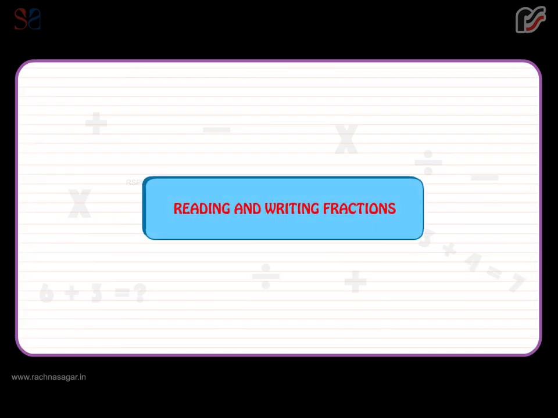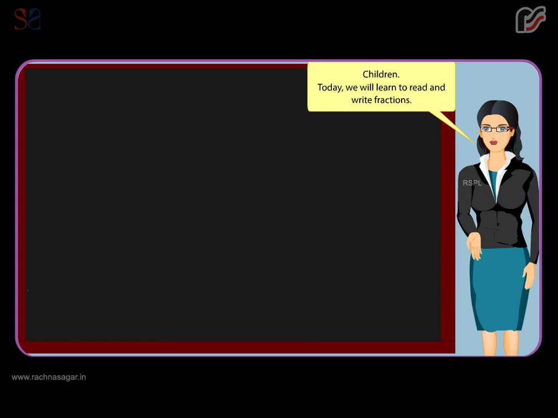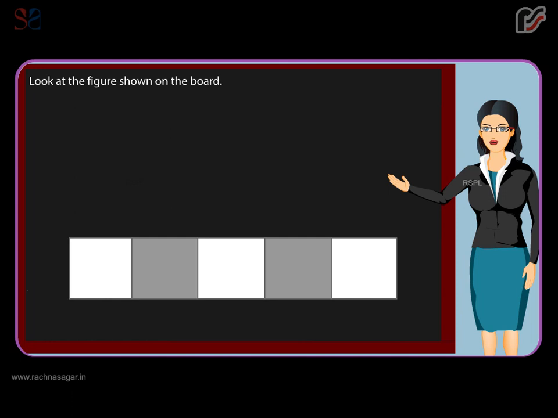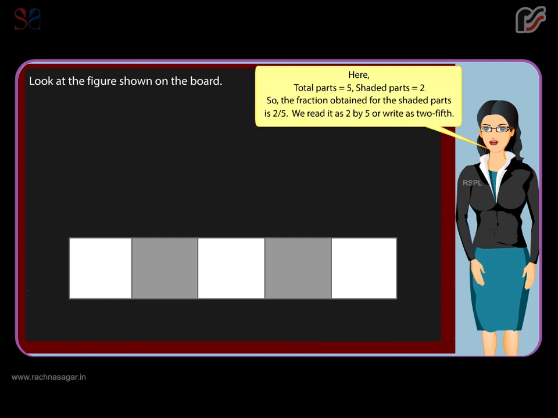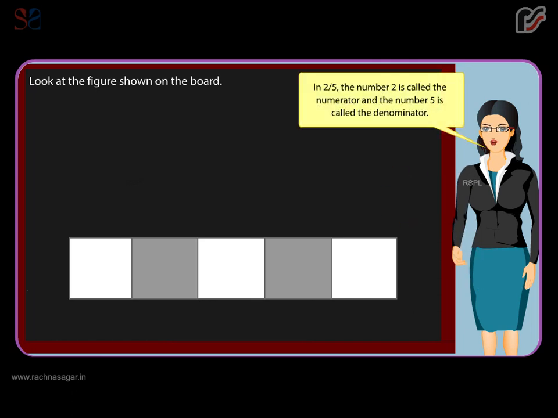Reading and writing fractions. Children, today we will learn to read and write fractions. Look at the figure shown on the board. Here, total parts is equal to 5, shaded parts is equal to 2. So the fraction obtained for the shaded parts is 2/5. We read it as 2/5 or write as 2/5. In 2/5, the number 2 is called the numerator and the number 5 is called the denominator.